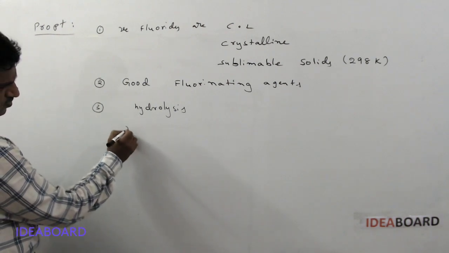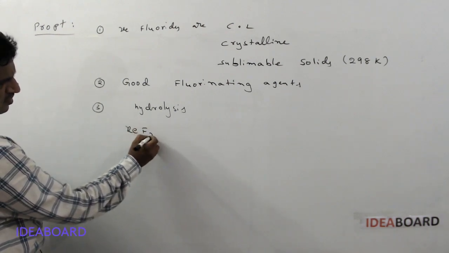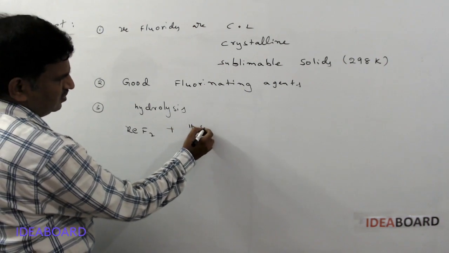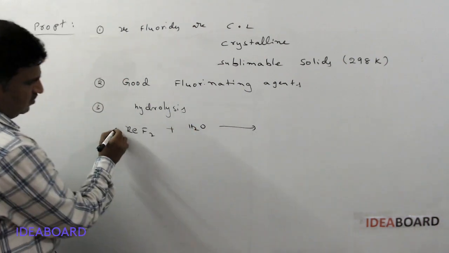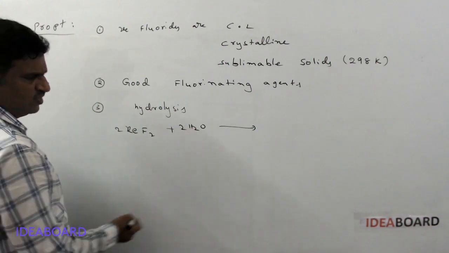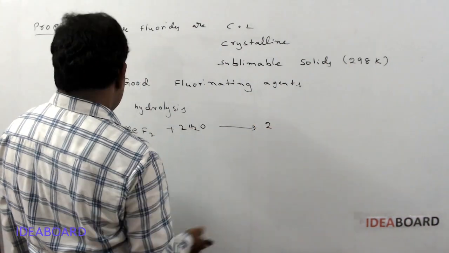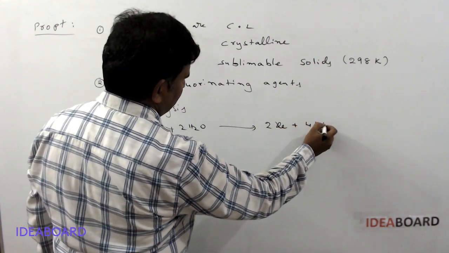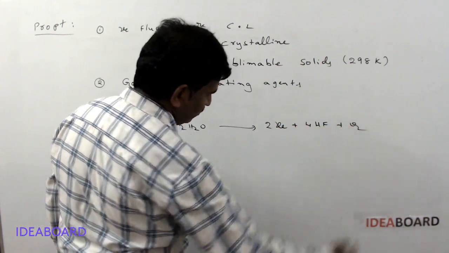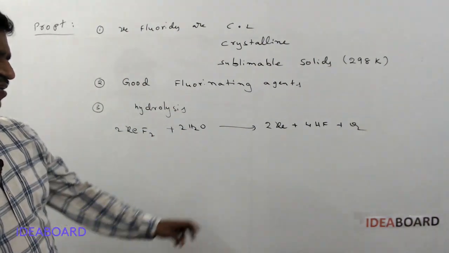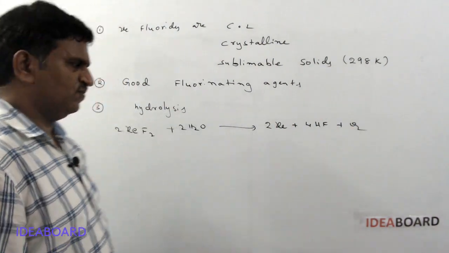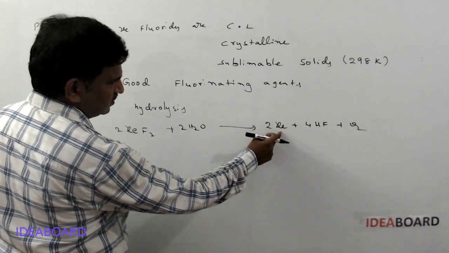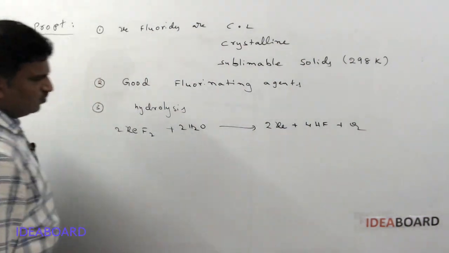Suppose you are taking XeF2, xenon difluoride, it reacts with water. 2XeF2 reacts with 2H2O to give 2Xe plus 4HF plus O2. Xenon, HF and oxygen are formed. That is, xenon difluoride hydrolysis gives xenon, HF and O2.